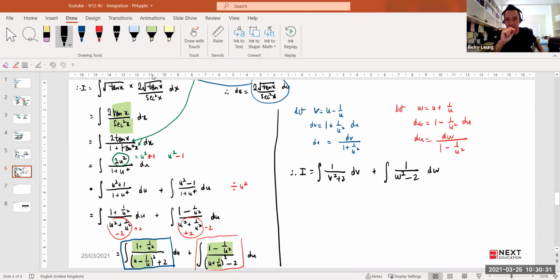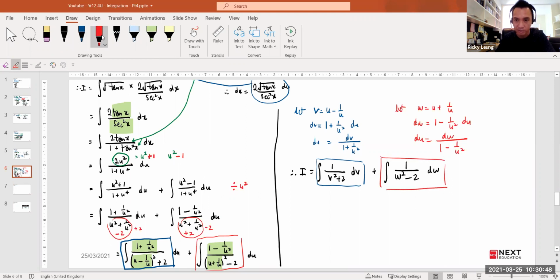Now that we're here, hopefully you guys are on top of your techniques. For this one, that's tan inverse, right? When it's a plus, tan inverse. Do you guys remember what happens when it's a minus? w squared minus 2. Yeah.